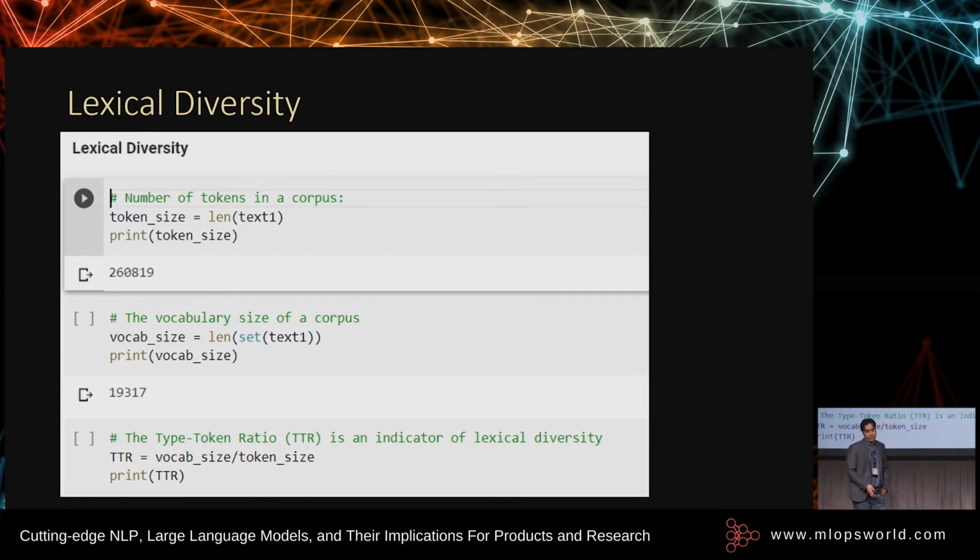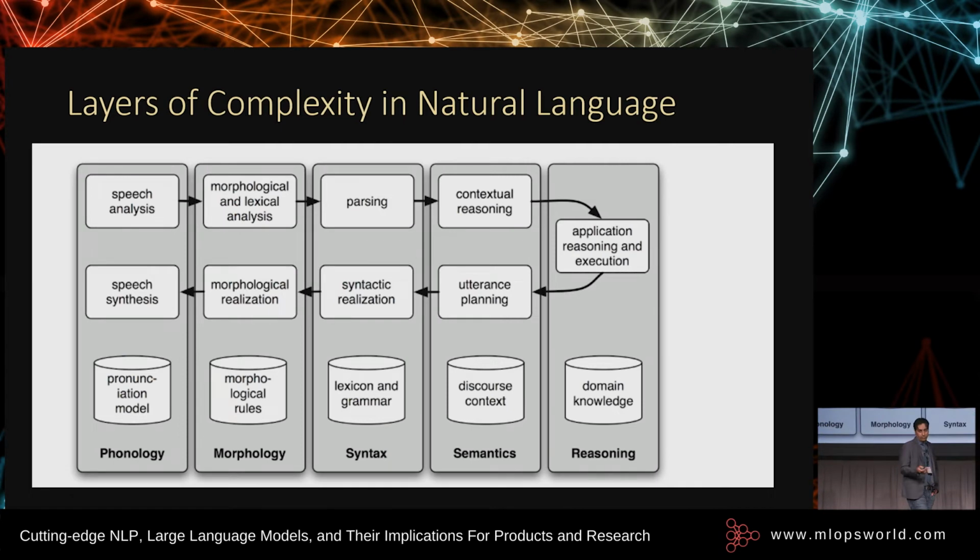Publishers use that a lot to know if a textbook is rich or not. I won't go into too much detail, but one of the methods is type token ratio. Very, very simple mathematics. All right, so now let me talk about how classically natural language was divided.